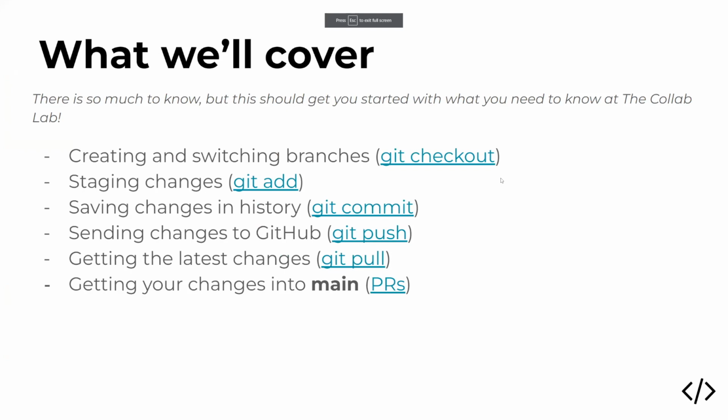Cool. So creating branches, staging changes, saving changes in history. So git add, git commit, these are all things that happen on your local. You make changes, you stage them. There are a lot of weird things that happen in Git, which I'll have a picture of later so you can understand, but staging changes and saving changes in history is all local. Changes just on your machine, and then sending changes to GitHub is when you push it up to the server.